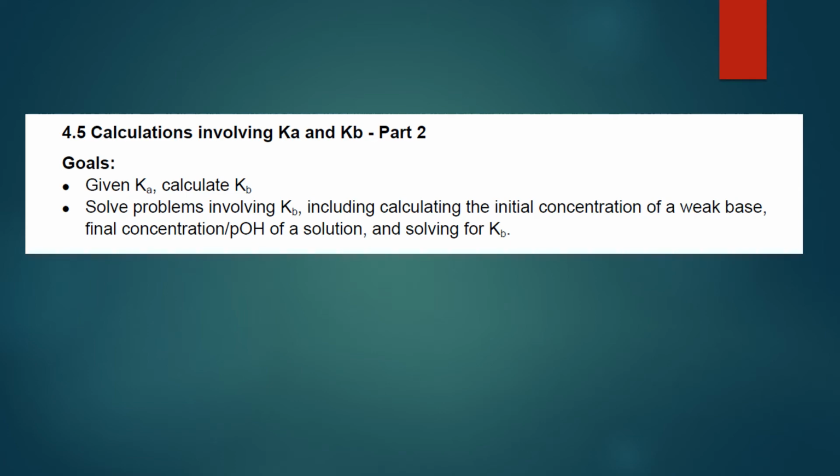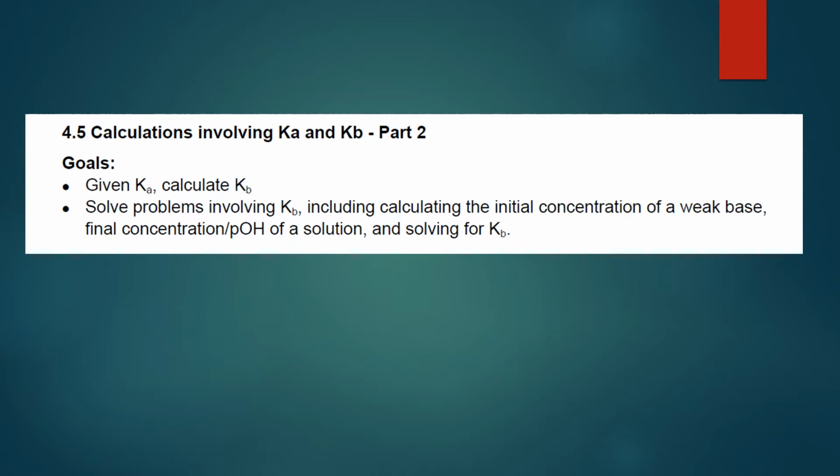In this section, we're going to finish off chapter 4.5 in Advantage Chemistry 12. And this time we're going to look at calculations involving Kb's. So we're going to look at the second part of this chapter, looking at all of the calculations that would fall under like base land. So two goals for this: we're given a Ka, we're going to calculate Kb. And then we're going to solve problems involving Kb.